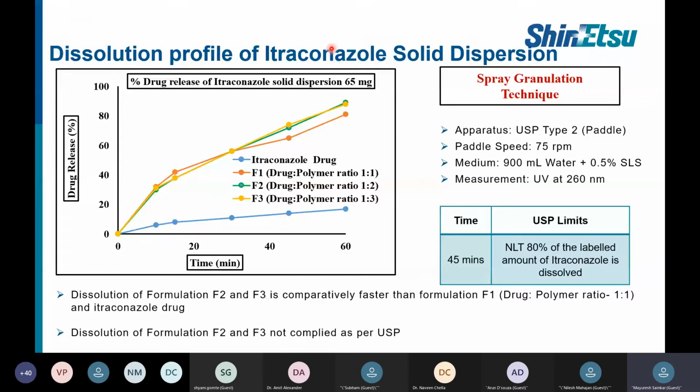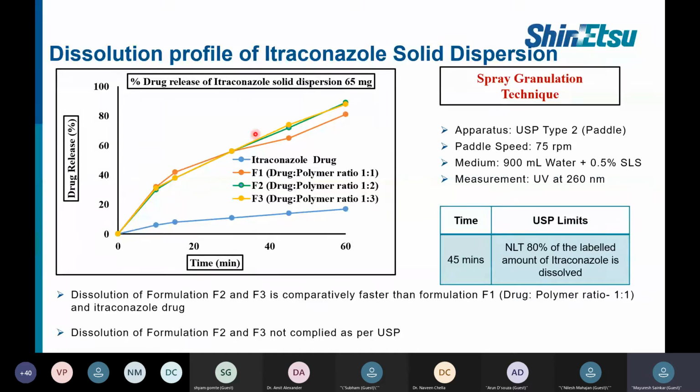So here you can see on the graphical presentation the percent drug release of itraconazole solid dispersion 65 mg. Three formulations, as we explained, were taken, differing in the drug polymer ratio from 1:1 to 1:3. And obviously when the drug polymer ratio was 1:2 or 1:3, you can see the solubility improved very much in the right direction.